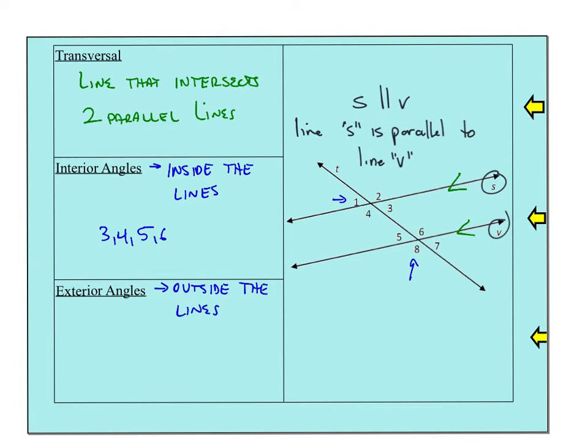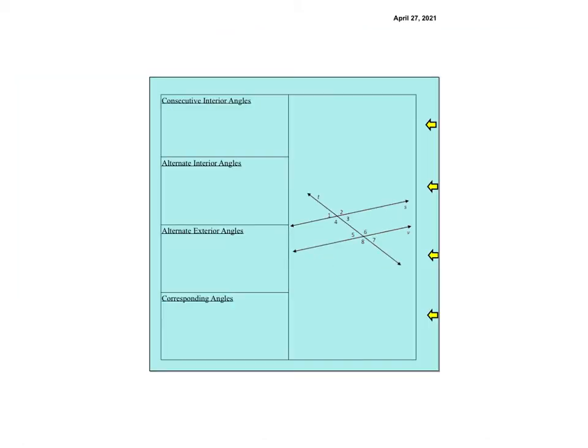And when I say lines, I'm referring to S and V here. I'm not referring to T. I'm referring to the parallel lines. So my exterior angles are going to be 1, 2, 7, and 8. Get comfortable with interior and exterior because that's going to come back and play a role here. So make sure you can distinguish between those two.